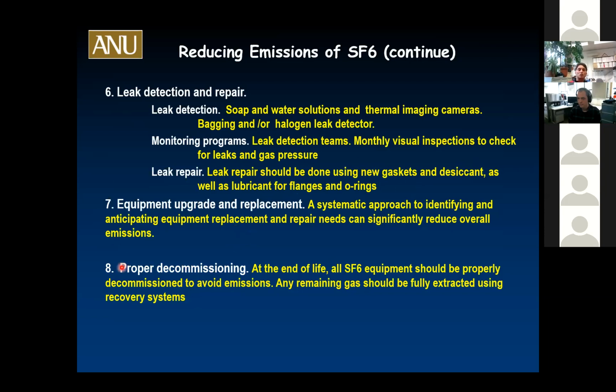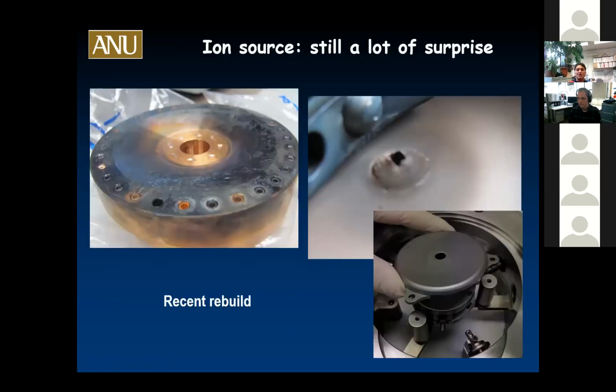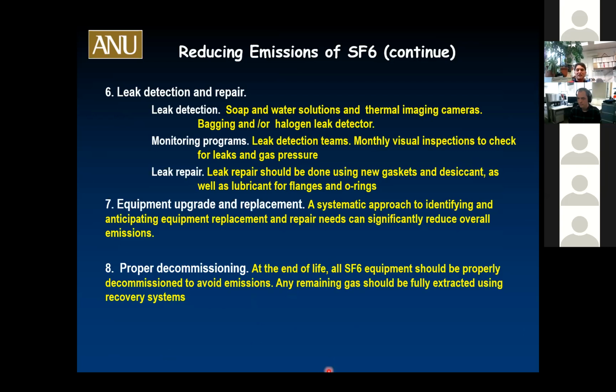And of course, we should also look at proper decommissioning. At the end of life, all SF6 equipment should be properly decommissioned to avoid emissions. We've done this with an electron microscope at AME. We helped them remove the SF6 into our cylinder, which we will reuse in our systems. So I think I put here quite a few items to consider, so it might be enough information for discussion.